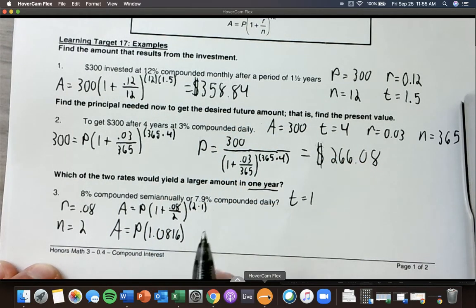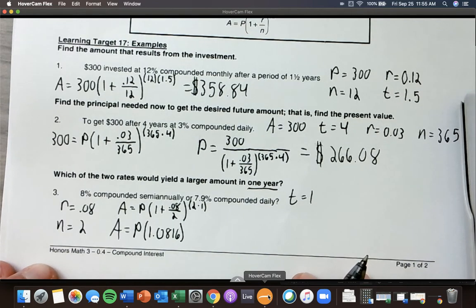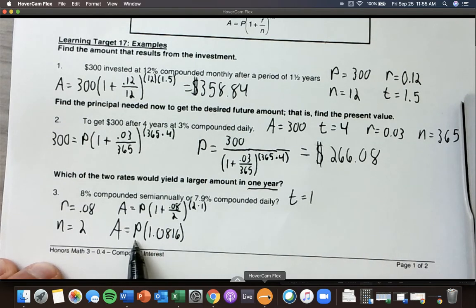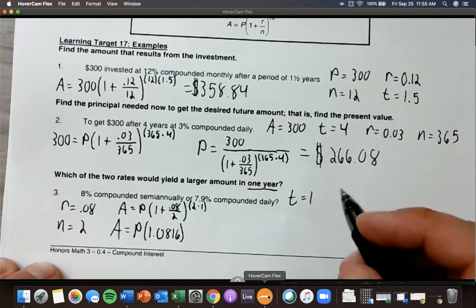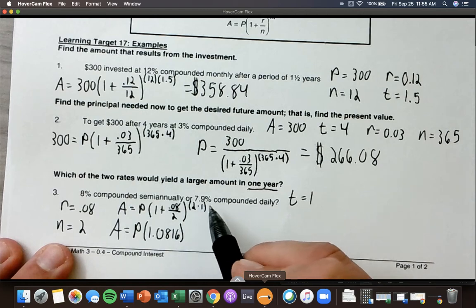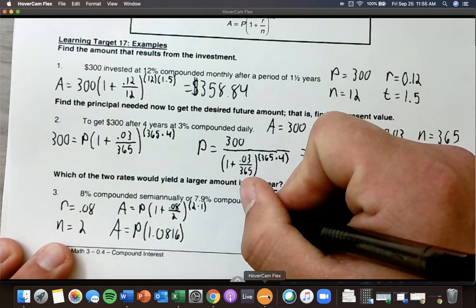Because we want to know which rate, I should say, is going to bring a larger yield. Well, principal times this number is going to give us our yield, right? So whichever one has the larger multiplier is going to be the one that has the larger yield. So now all we have to do is compare our second one, which has a rate of 7.9.